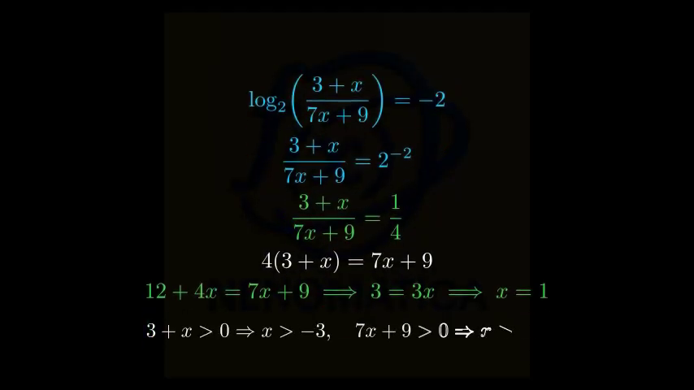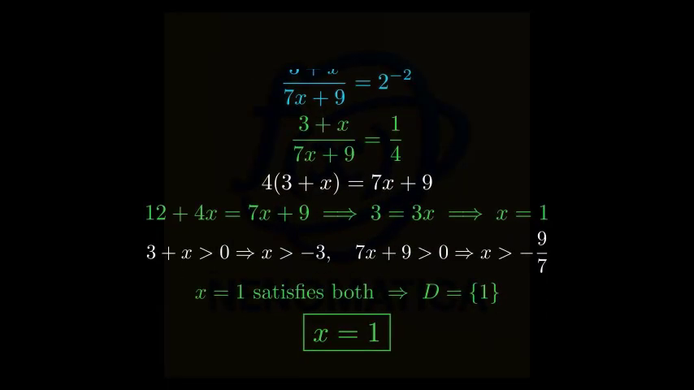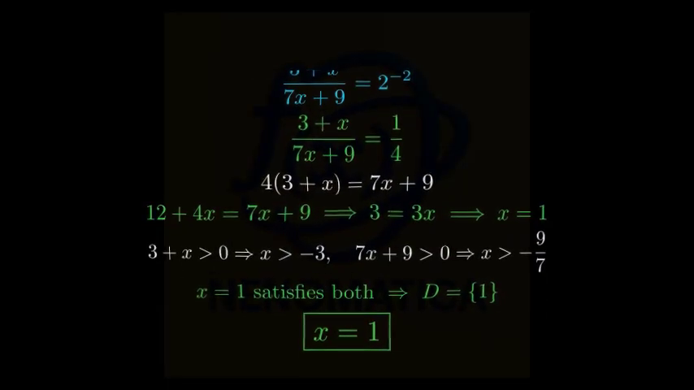Finally, check the domain. Each logarithm requires a positive argument: 3 plus x greater than 0 and 7x plus 9 greater than 0. With x equals 1, both are positive, so the solution is valid. Therefore, the solution set is the singleton 1.